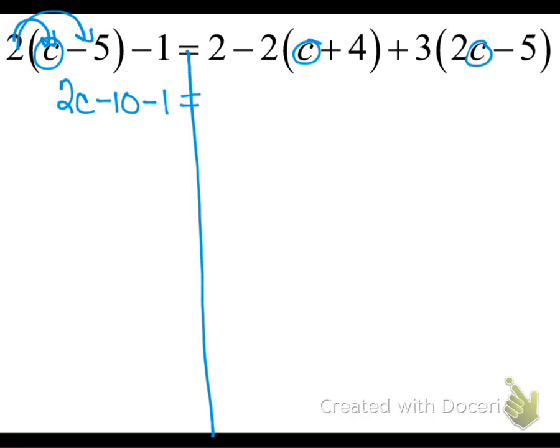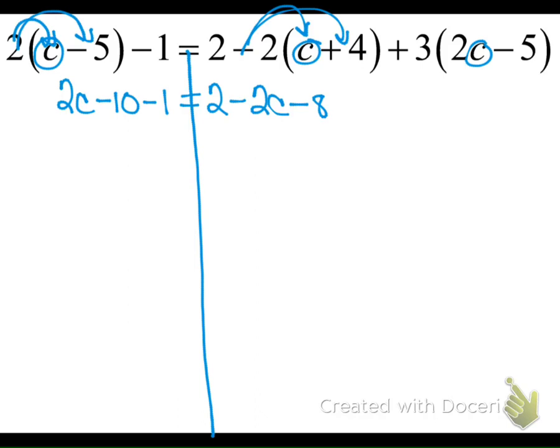Can I distribute on my right side? Yes. How many times? Twice. Now, this first 2 here, I don't do anything with it. So I'm going to bring that down so I don't forget about it. Then what am I going to distribute with here? Good. Negative 2 times c. Negative 2c. Then negative 2 times positive 4. Negative 8. Then what do I do?